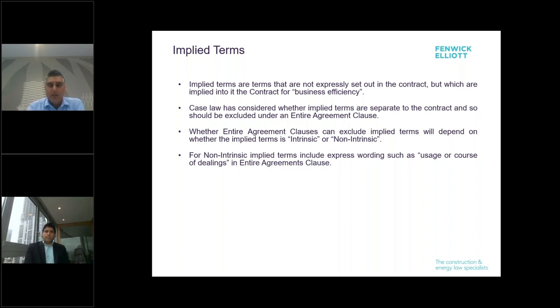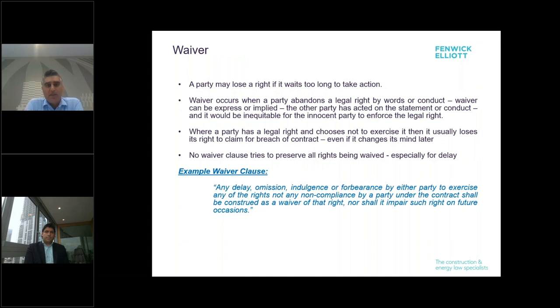And then finally, just before handing over to Ed, I was just going to have a really quick look at waiver clauses. Again, there's a waiver clause on there. Trying to understand why a boilerplate clause is included, what could happen at law is if a party takes too long to enforce a right, then it loses that right. Waivers can occur when a party has a legal right and it abandons that legal right, either in express words or through its conduct. That waiver can be express or it can be implied. And the other party has acted on that statement, and ultimately it would be inequitable for that innocent party then to try to reinforce that right after it has shown that it's looking to abandon that right.